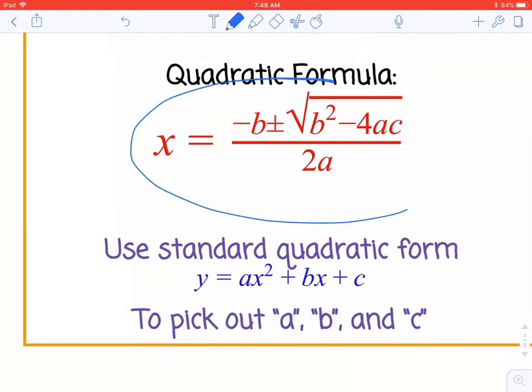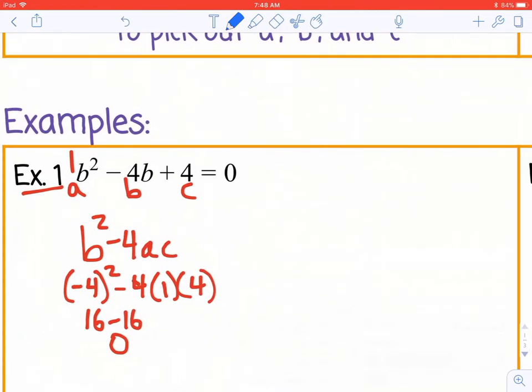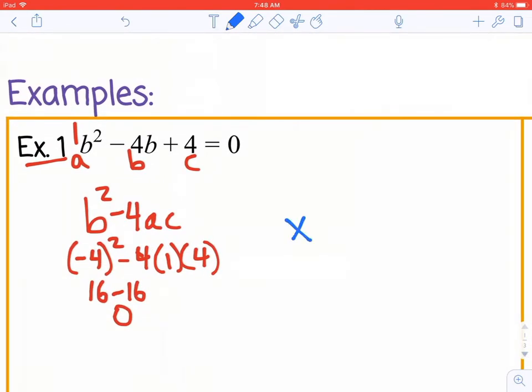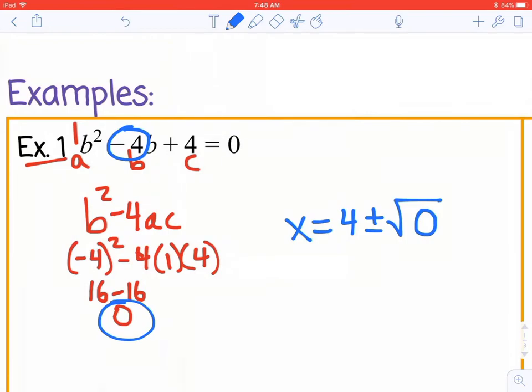So notice here is our formula, and we're going to plug it in underneath the radical because we've already found the discriminant. We don't need to find it again. So x will equal -b, or opposite b, which would be +4 for this example, plus or minus the square root of our discriminant, which we've already found is going to be 0, over 2 times A, and A was equal to 1. And so then we just have to clean that up.